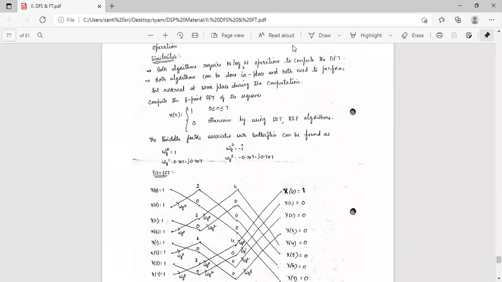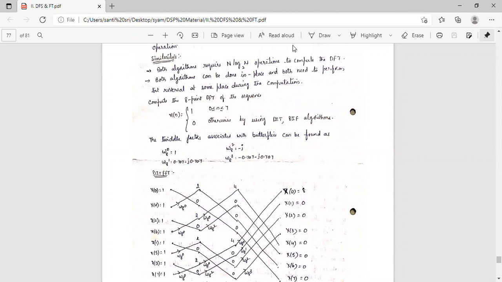Okay, coming to the problem. Compute the 8-point DFT of the sequence x of n equal to 1 for 0 less than or equal to n less than or equal to 7, and 0 otherwise, by using DIT and DIF algorithms.